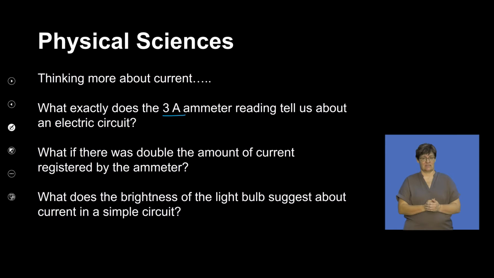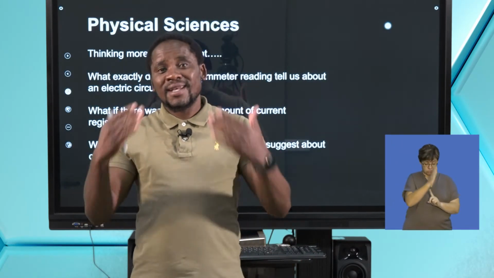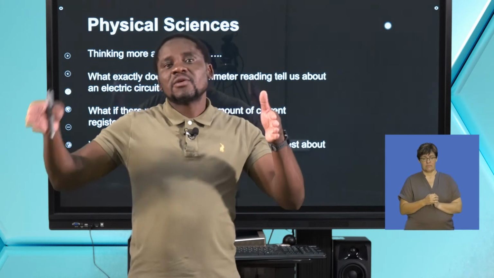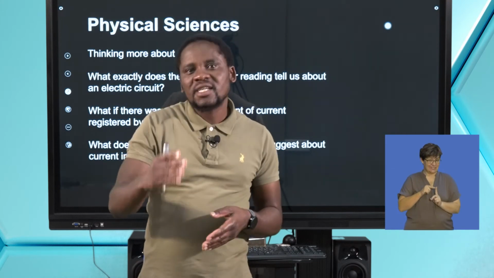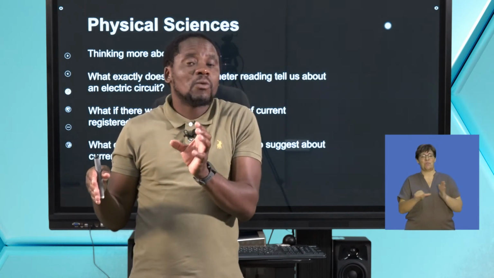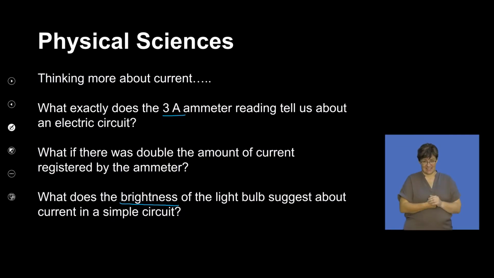And then the brightness, this is a very important observation that we made in the previous demonstration. What does the brightness of the light bulb suggest about current in a simple circuit? There's something that we realized, that the more current passes through a light bulb, the brighter that light bulb burns, okay? So in other words, it says to us, if there are more charges passing through that point per second, the brighter the light burns, because that has also to do with something very, very important, which is the energy conversion that takes place in a simple circuit. So these are some of the thinking points that you have to consider, just to guide us for the purpose of our discussion.